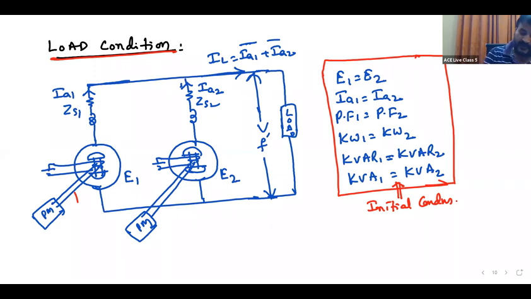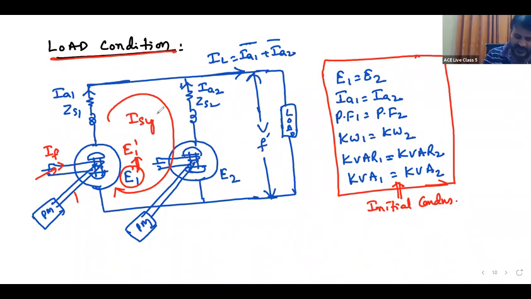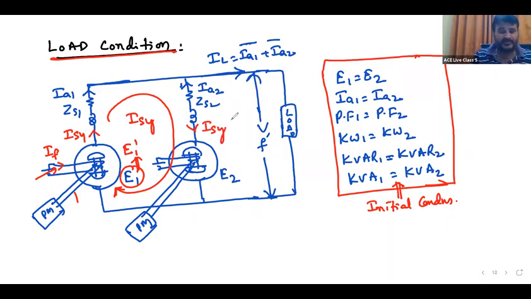See, what we are doing is the excitation of the first machine, the field current, is increased. Excitation of the first machine is increased means E1 will increase. E1 increases to E1 dash, say. Then there will be synchronizing current. ISY will come into the picture. And that ISY is delivered by the first machine. ISY will be absorbed by the second machine.